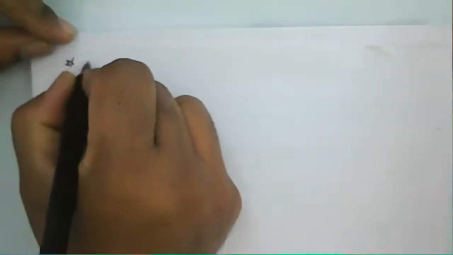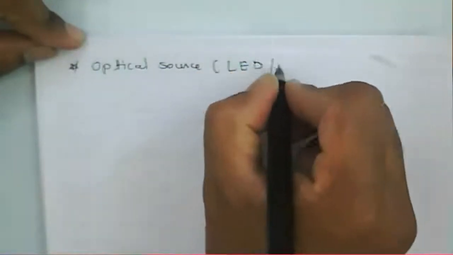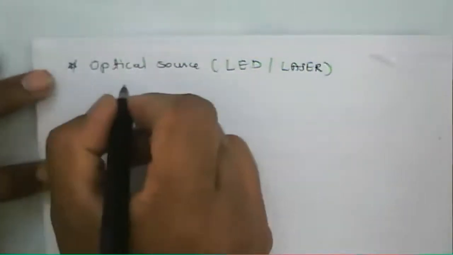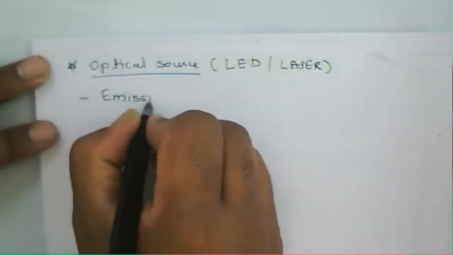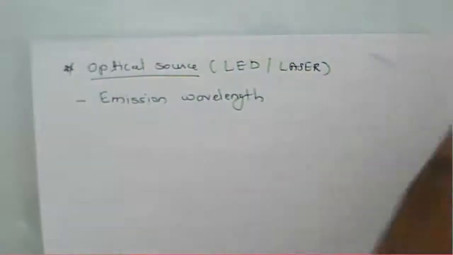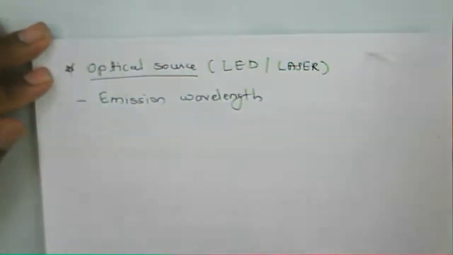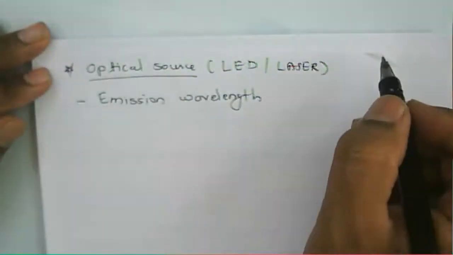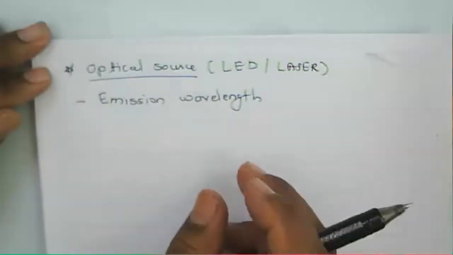Then the next requirement is about the source. That source can be an LED or a laser. Then for the given particular optical source, what will be the emission wavelength? And the attenuation factor, as we said earlier, varies based on the wavelength. So for a given particular fiber, in which window are we using that source, so that the attenuation will be smaller there.